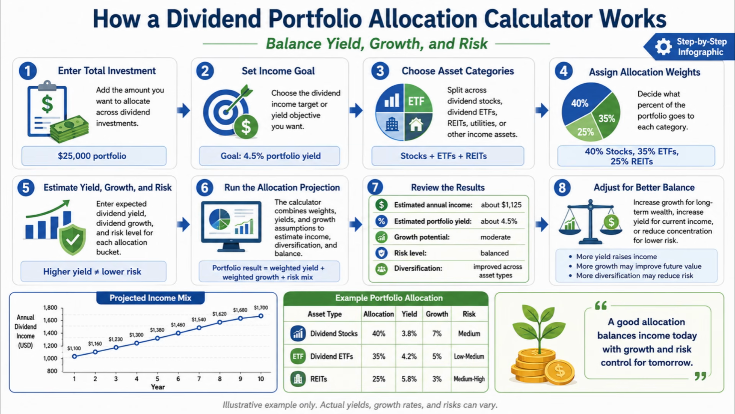If you want more current income, you may increase higher yield allocations. On the other hand, if you want more long-term value, you may increase assets with stronger growth potential. Likewise, if you want lower risk, you may diversify more broadly across categories.